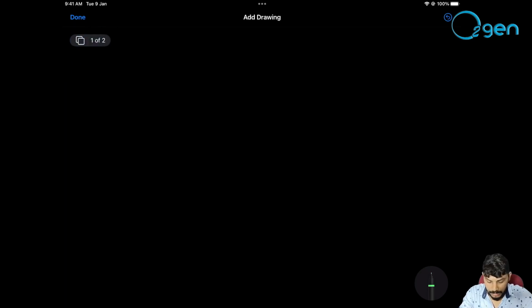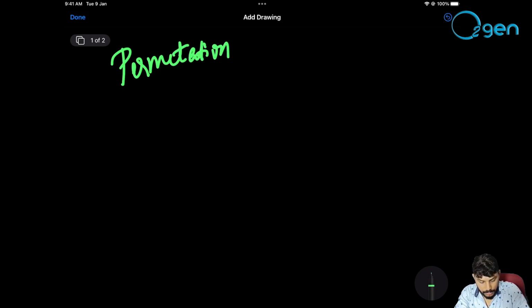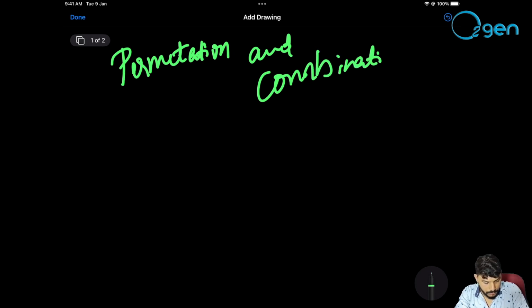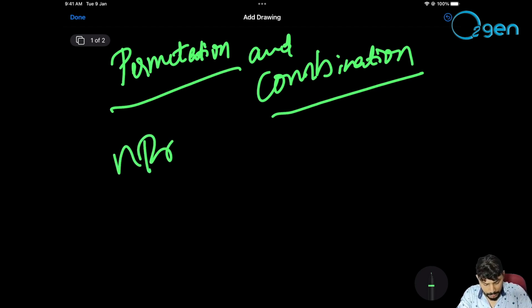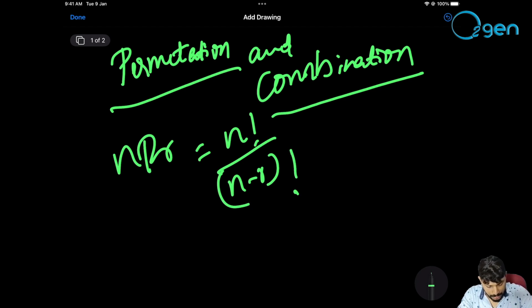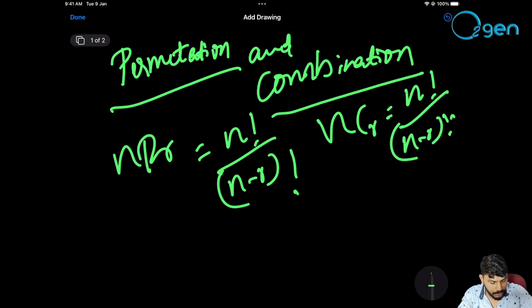Hello all. Today we are discussing one of the major topics, permutation and combination. As you all know, permutation is nothing but the arrangement and combination is nothing but the selection. The permutation formula is nPr equals n factorial divided by (n minus r) factorial, and combination nCr equals n factorial divided by (n minus r) factorial times r factorial.